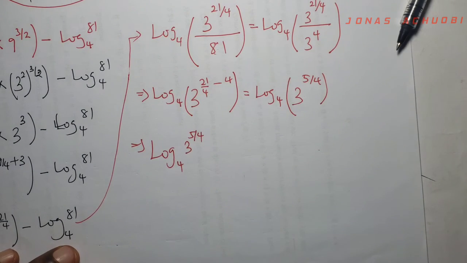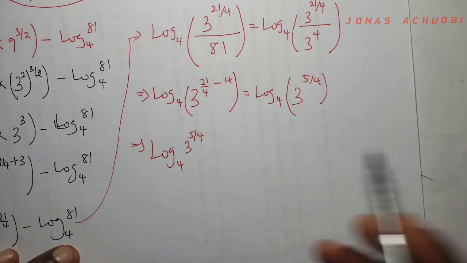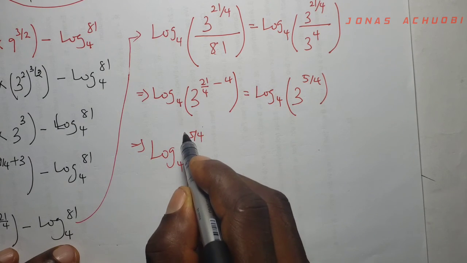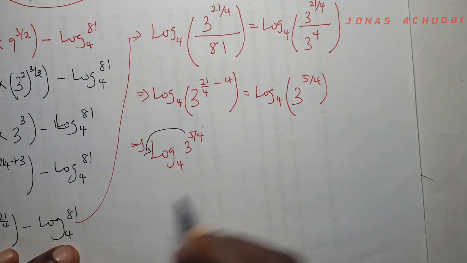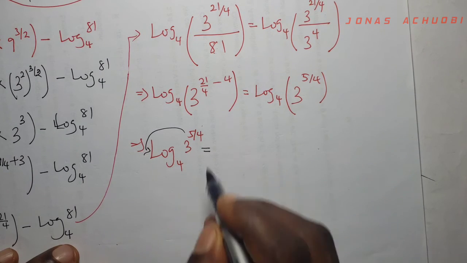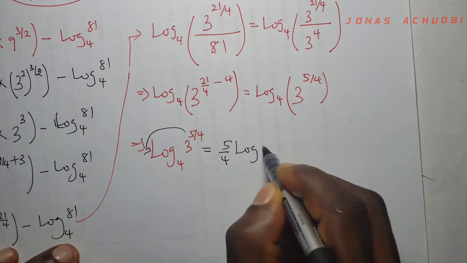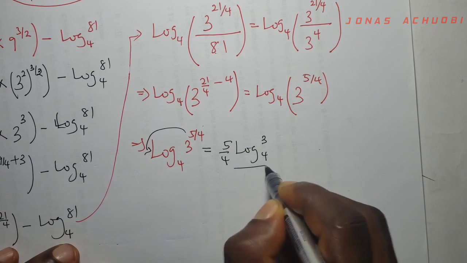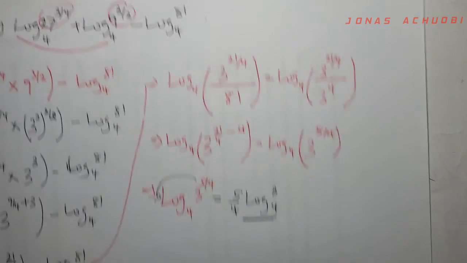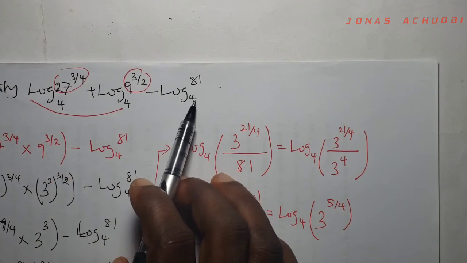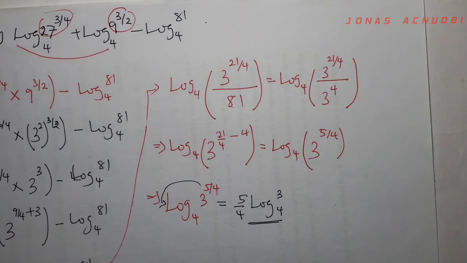And something comes to my mind again, the power law of logarithms, that tells me that if my log has a power, I can bring the power down to the other side. If I apply that, I bring 5 divided by 4 down, and get 5 over 4 times the logarithm of 3 in base 4. And that will be a simplified version of this logarithm. Let us now take a last example for part 1 of this lesson.